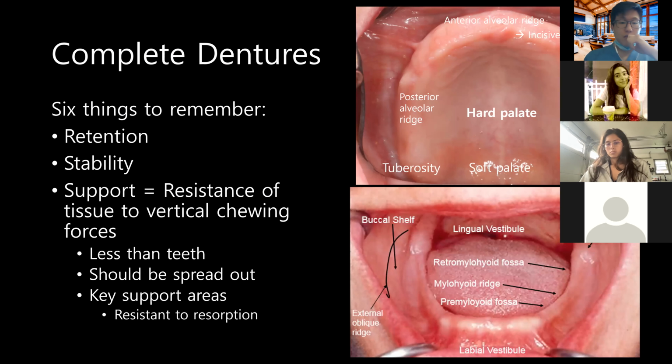You don't have to know this. There are some areas on the top and the bottom jaws that are more favorable for support. They can take greater forces compared to other areas, but you don't really have to know the details here. Basically, in the maxilla, the hard palate is the best place. In the mandible, the retromolar pad, which is the back area here, and the buccal shelf are the best places.